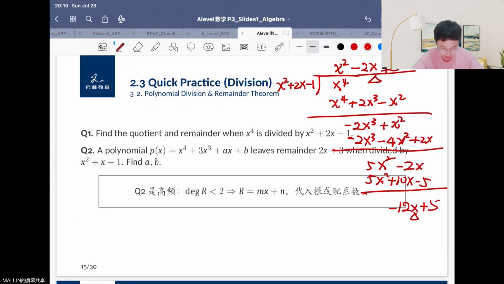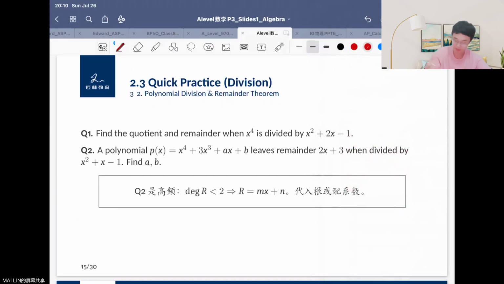And for question 2, it leaves a remainder 2x plus 3 when divided by here. So find what is a and b. Okay, so maybe here you can just consider, also, you can just bring down a new equation here, for example, x power 4 plus 3x cubed plus ax plus b. And then you divide by x squared plus x minus 1.